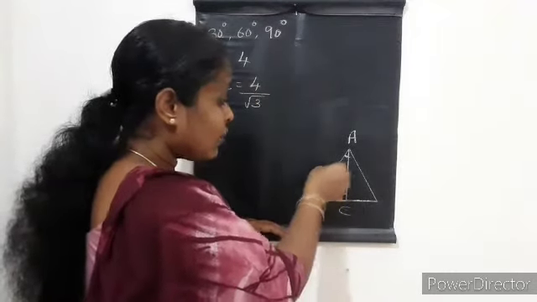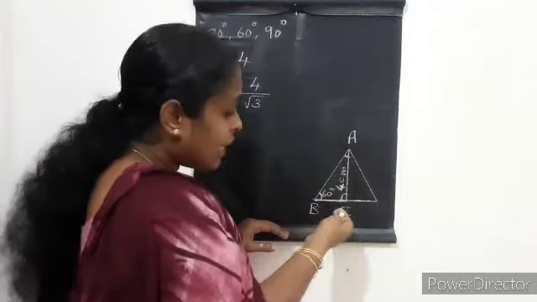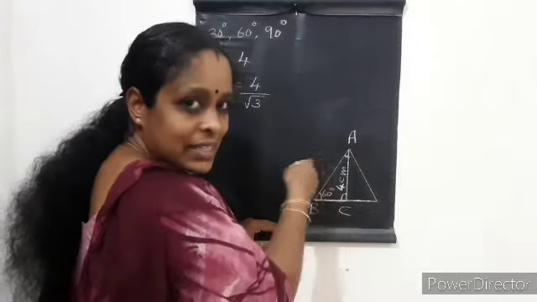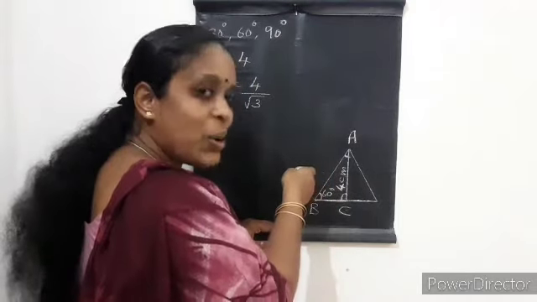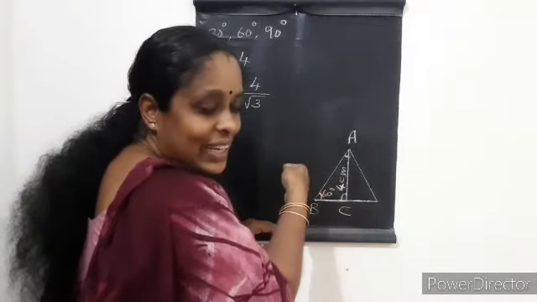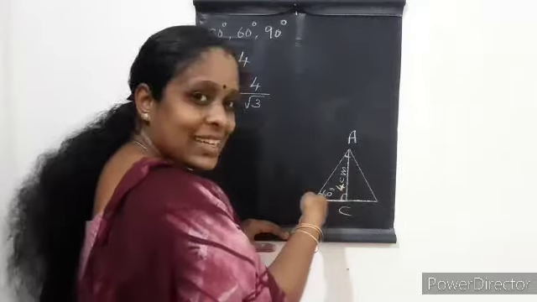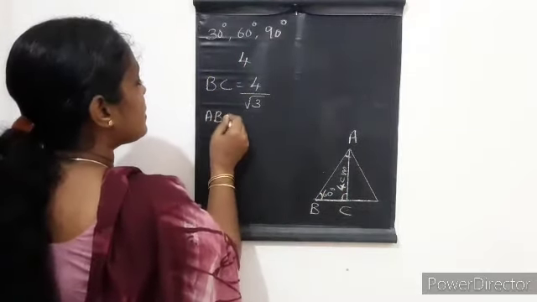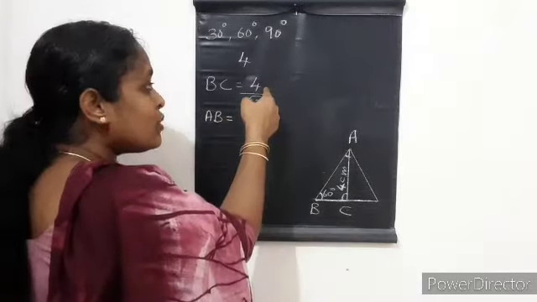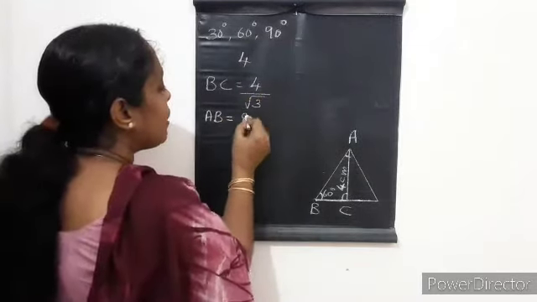Then what is the length of AB? It is the double of BC. Why? Because it is opposite to 90 degree. So this length is double. What is AB? AB is equal to 2 into 4 by root 3. That is 8 by root 3.